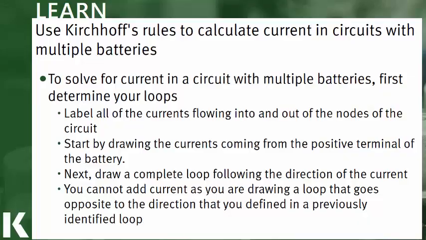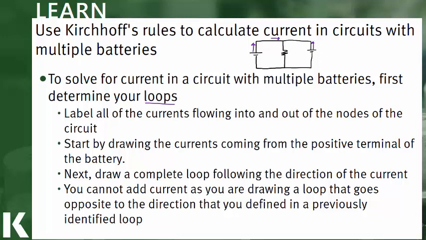The first step in solving these problems is to determine our loops. So say we have this example circuit. We have two batteries and we have one resistor. The first thing we need to do is label the currents on our diagram. A great place to start is to have our currents coming from the positive terminal of our battery. So we can label the currents coming from our terminals.